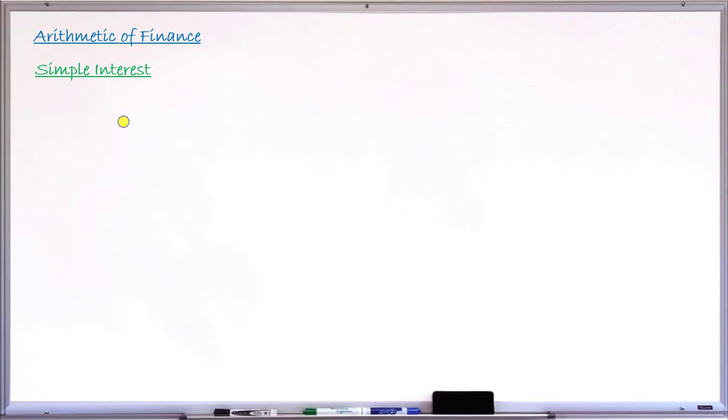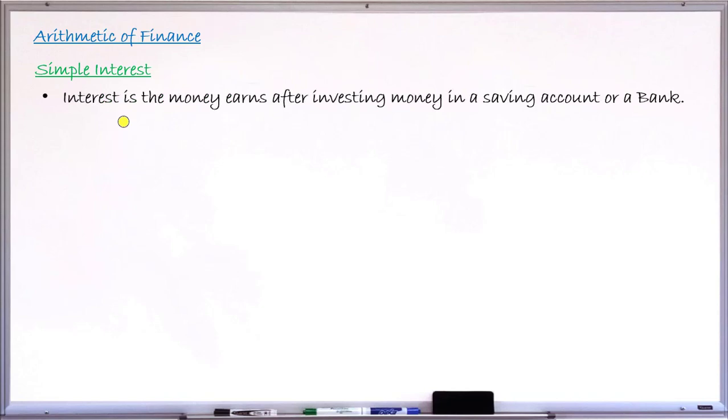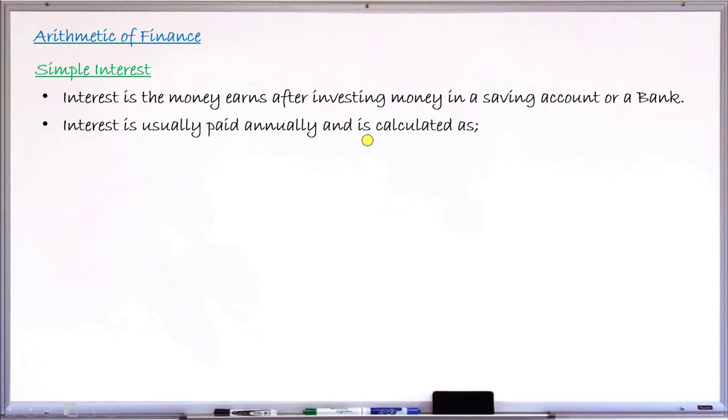To begin the lesson, my dear student, let me first explain what interest is. Interest is the money earned after investing money in a saving account or in a bank. That money that you get on top after saving money in a bank after a period of time is what we refer to as interest. Interest is usually paid annually and is calculated either as simple interest or as compound interest.